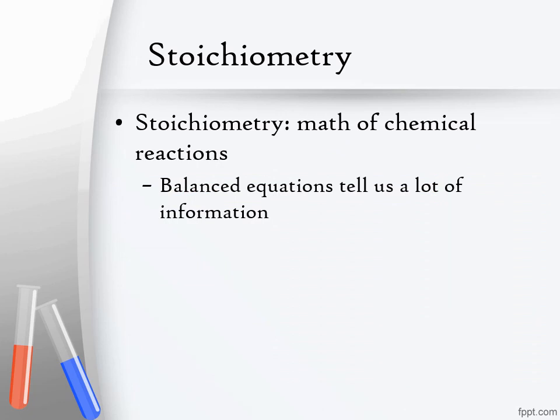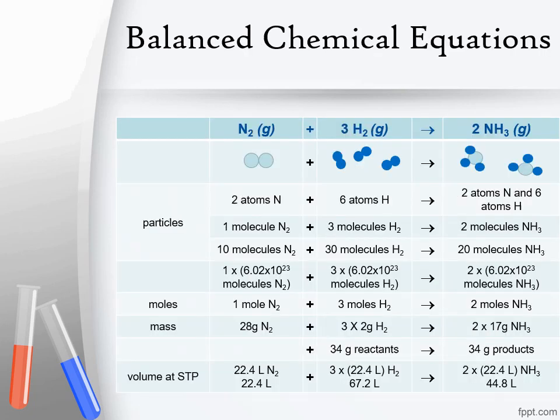So again, stoichiometry is the math of chemical equations. We're going to look at all the stuff that we can learn from a balanced equation. These are all the things that we can learn from balanced chemical equations. So here's our example of a balanced chemical equation. I have my invisible 1 nitrogen gas and 3 hydrogen gas molecules and 2 ammonia molecules.